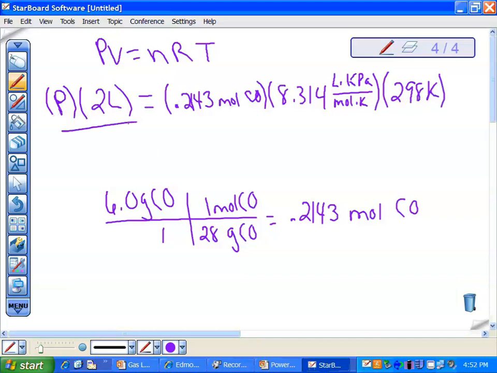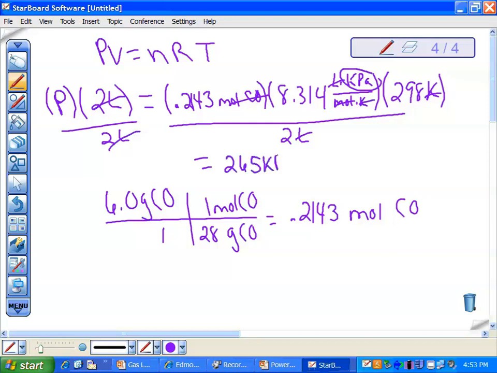What I want to show you is the units. Can you see that mole will cancel with mole, liter will cancel with liter, and the Kelvin will cancel with the Kelvin, and that's going to leave you the kPa. You should be getting for this 265 kPa. And there's my answer using PV equals nRT. So real easy. Make sure this is in liters. Use the appropriate R. Make sure that's in moles. Make sure that's in Kelvin.